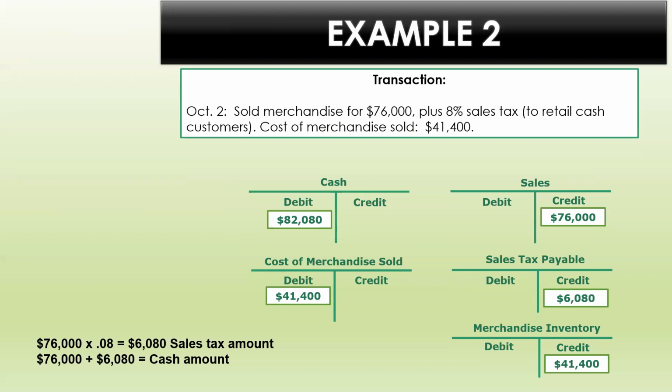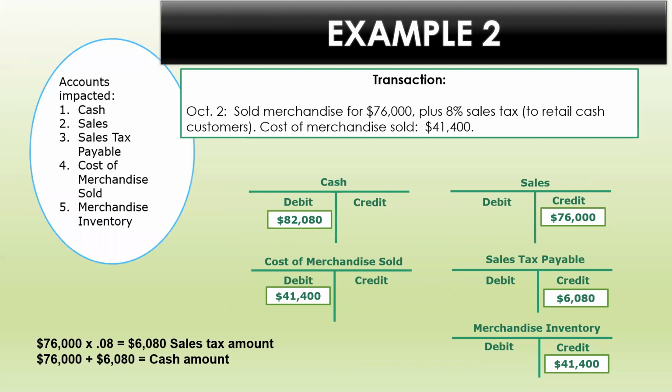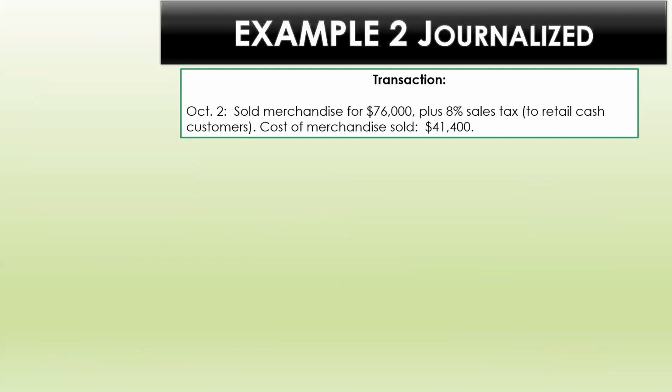So using the 8% sales tax here, we're going to multiply 76,000 times the 8%, and we get our sales tax amount, and that's $6,080. So the cash amount here that we are dealing with is going to be the $76,000 plus the sales tax amount of $6,080. Let's see what this looks like journalized.